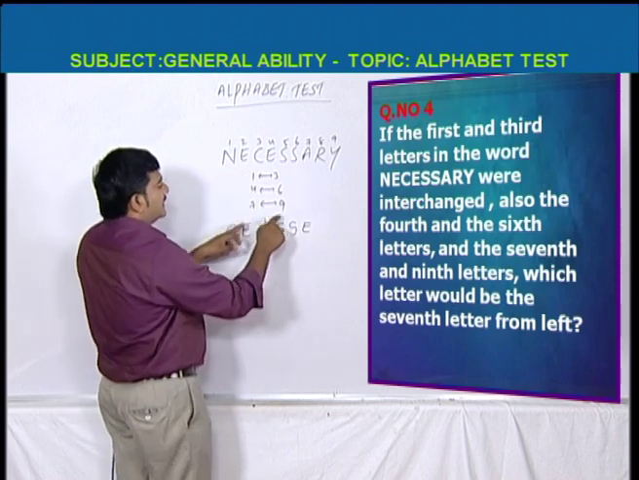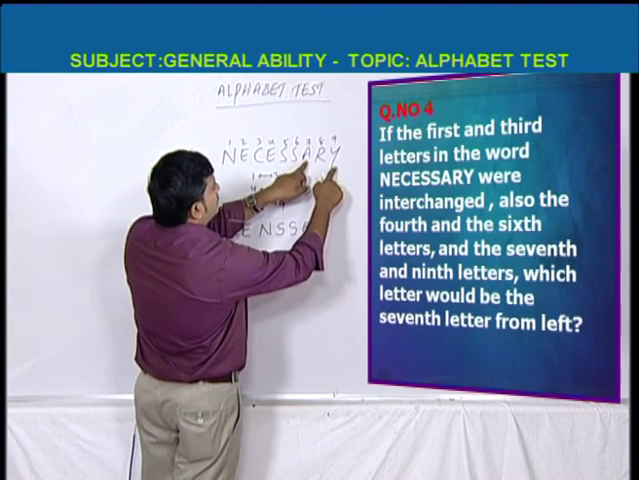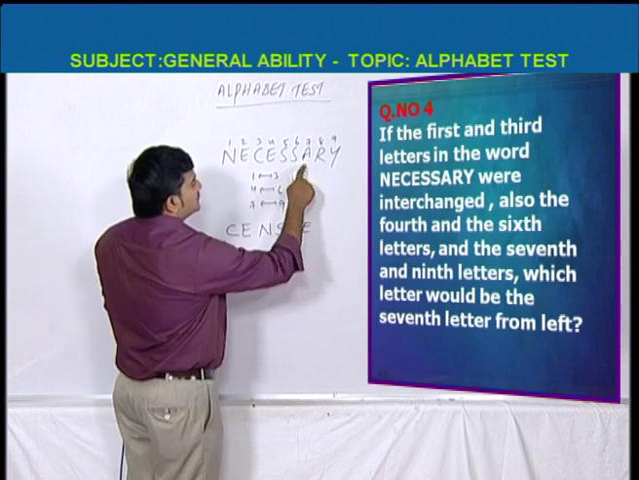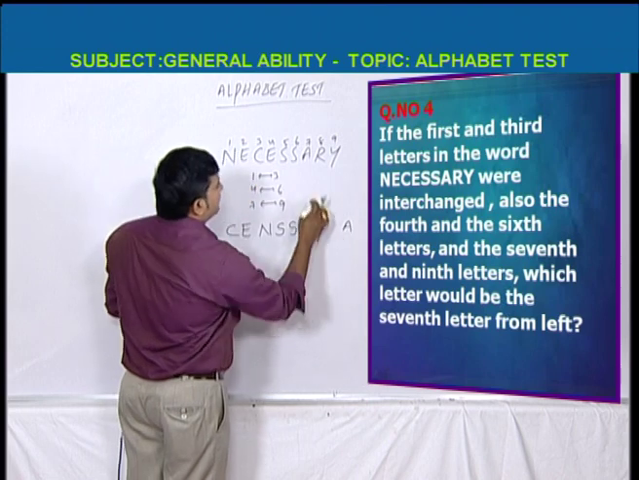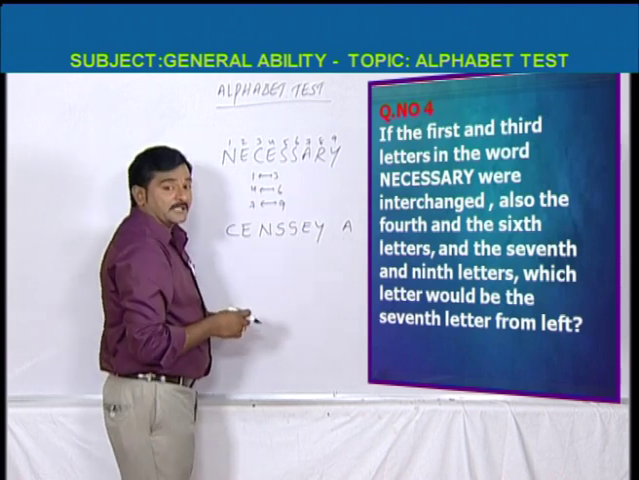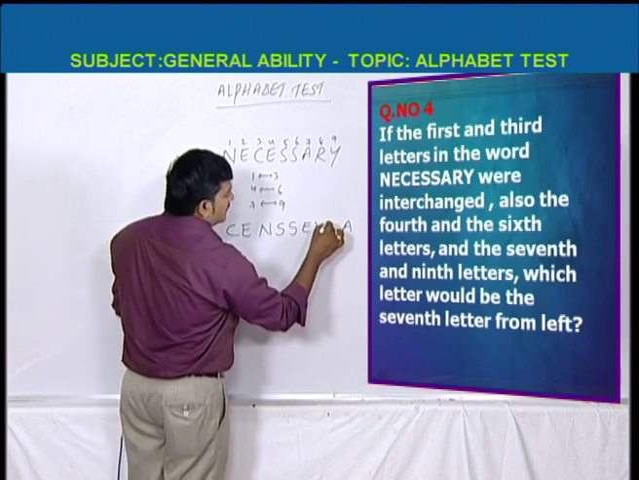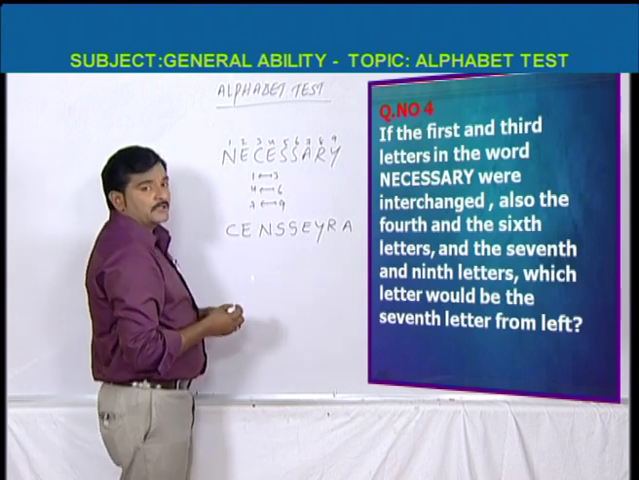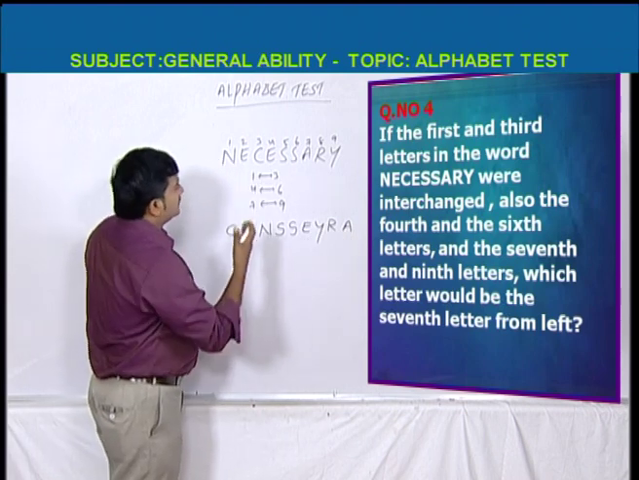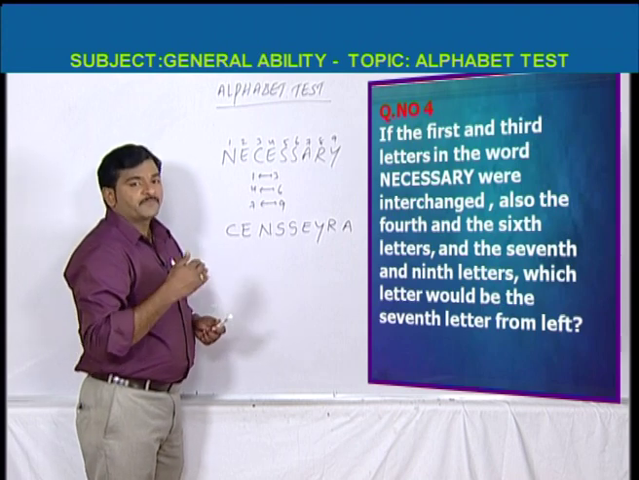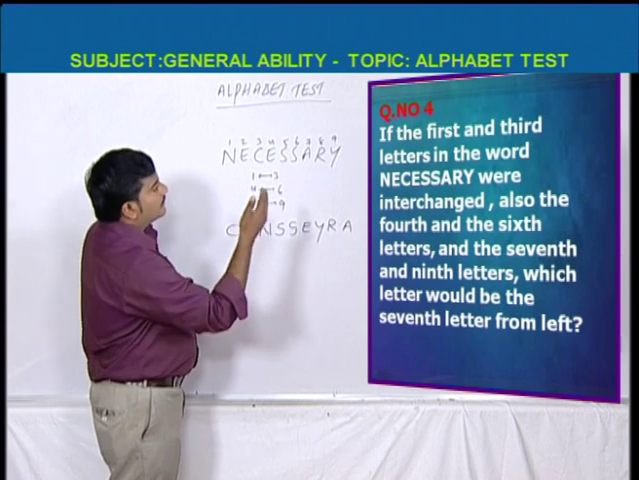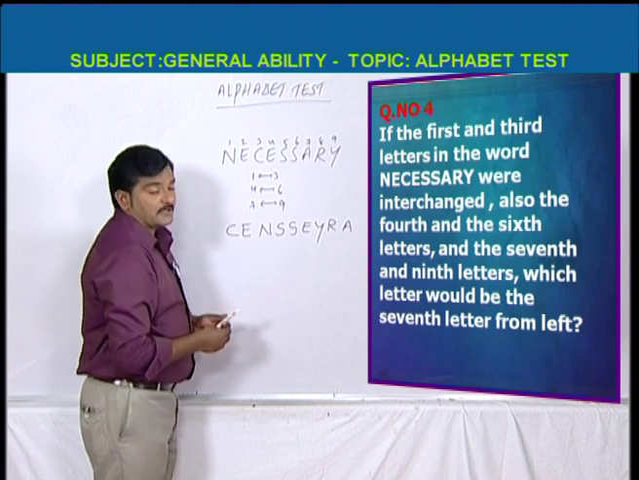That's why the fifth letter S is again as usual. Then again 7th and 9th. He asked to interchange 7th and 9th. So AY can be written as YA. He didn't say anything about the 8th letter, that's why the 8th letter R is as usual. Now in the given word necessary, I interchange 1, 3, 4, 6, 7, 9 accordingly.